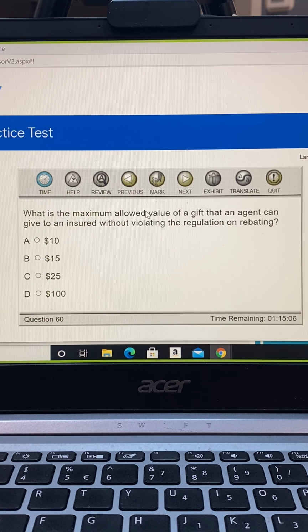What is the maximum allowed value of a gift that an agent can give to an insurer without violating the regulation of rebating? $25. I think it's $100. I think it's 100. Okay.